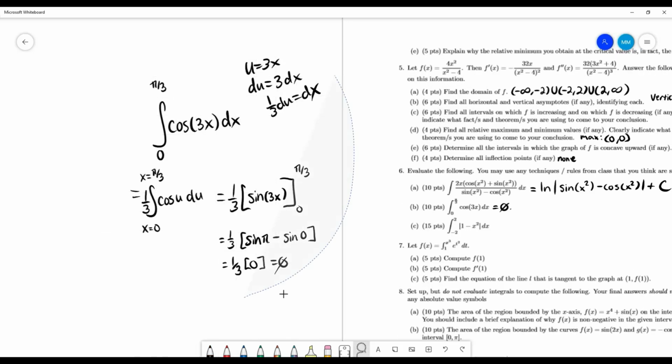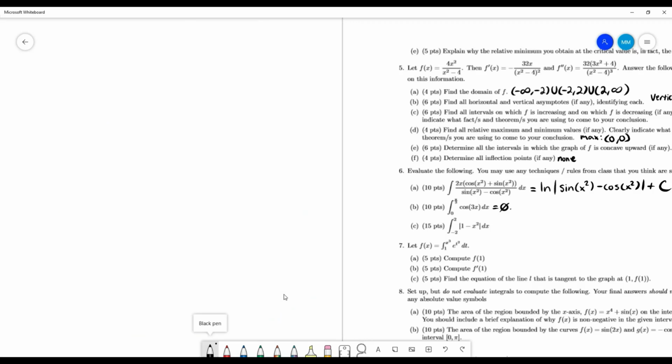Next up is an absolute value one, which tend to be, in my opinion, a little annoying. This one's a little bit more annoying than most absolute value problems we get.